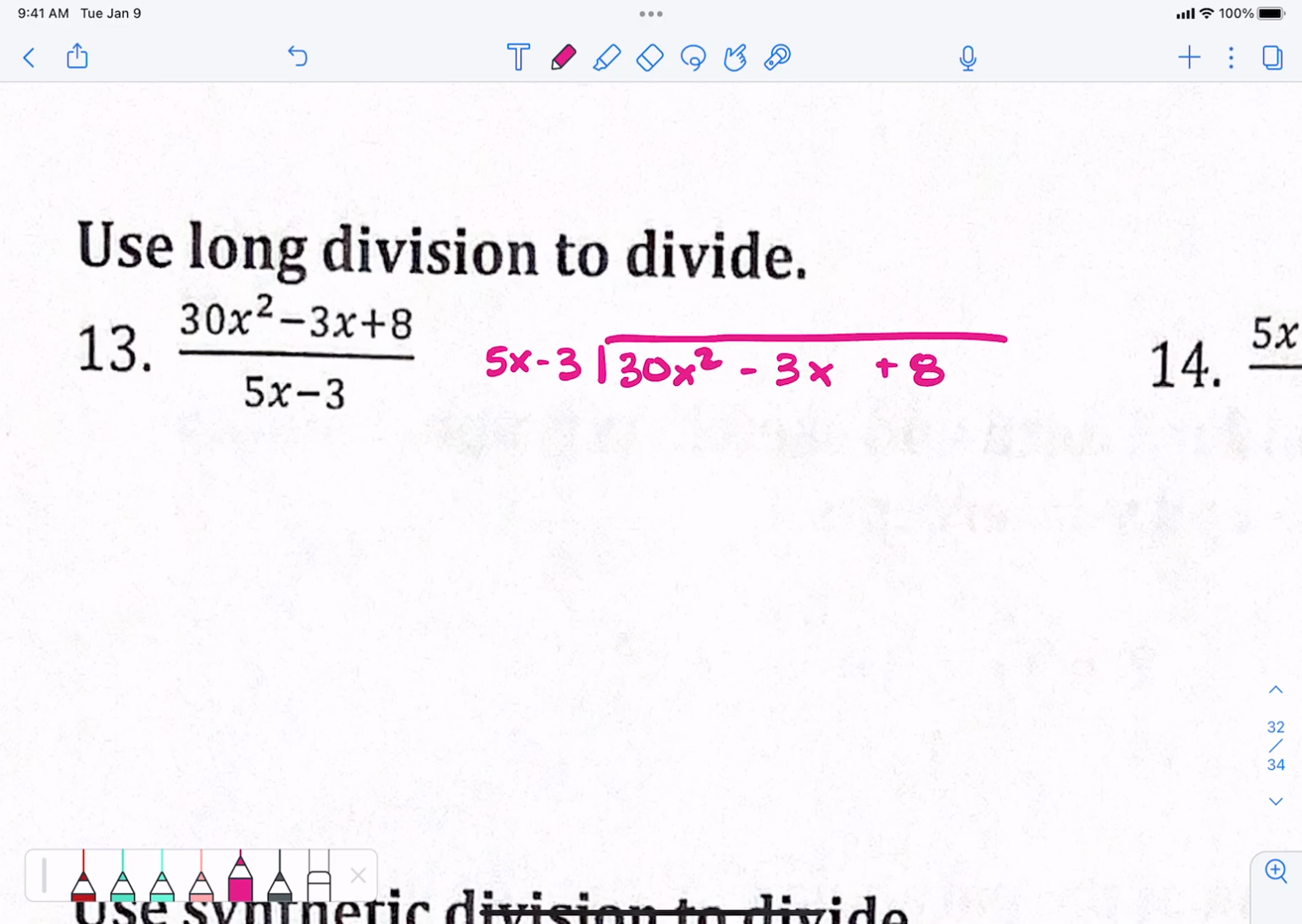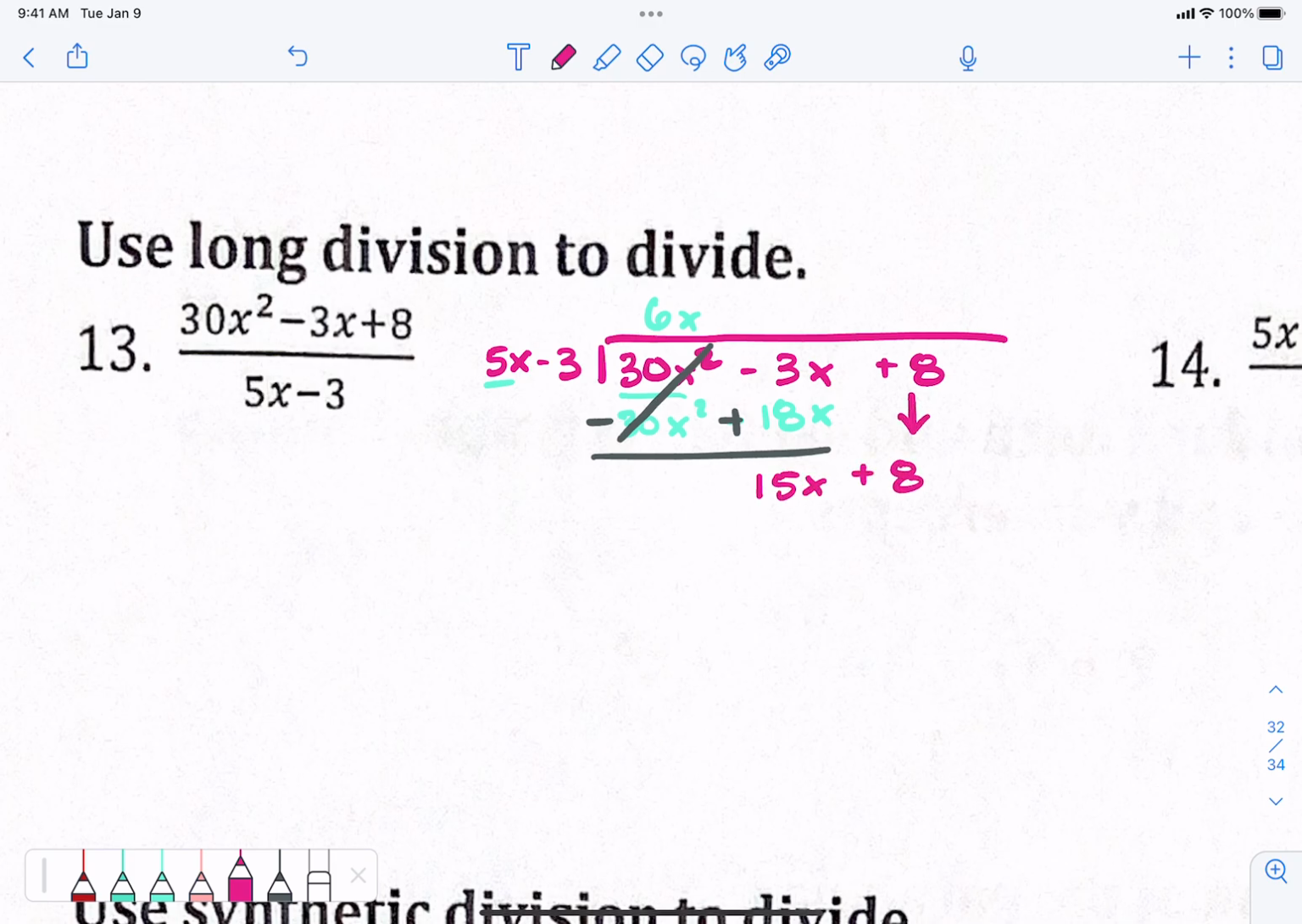Get him set up, ready to go, put him at the very top so that you have lots of room. This one doesn't need terrible amounts of room. What do you multiply 5x by to get 30x squared? 6x, right? Then multiply back through: 30x squared minus 18x, but then you have to flip the sign. The 30x squareds go away. Negative 3x and 18x is 15x. Drop down the 8.